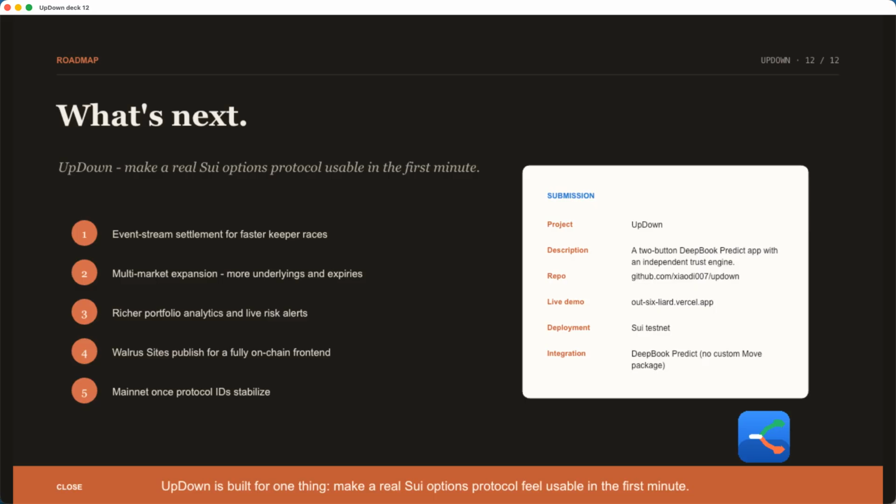That is Updown, a consumer-grade front door for Deepbook Predict, with ZK login, sponsored transactions, real Sway rails, and an independent trust engine behind the numbers.